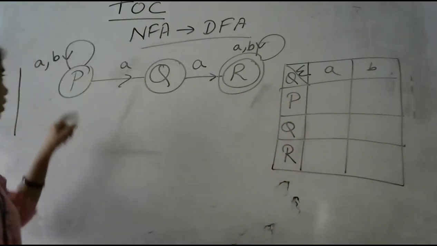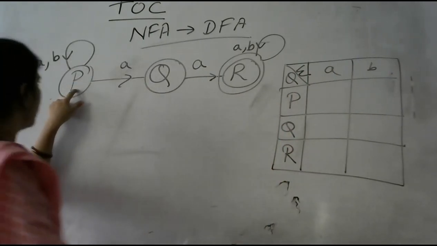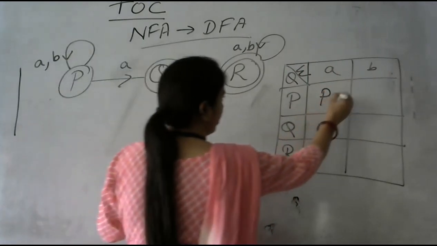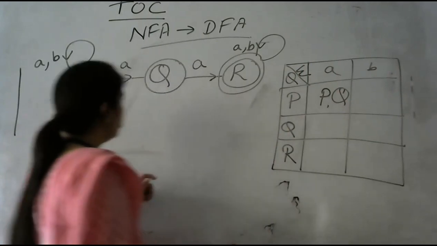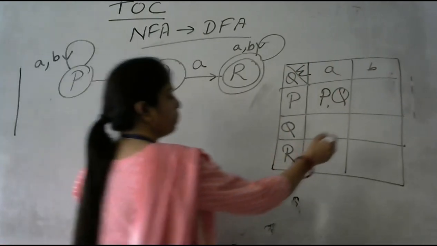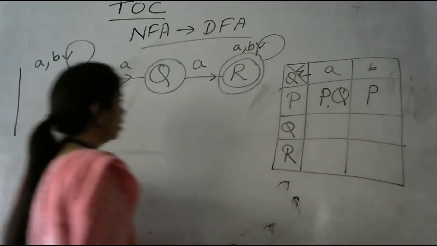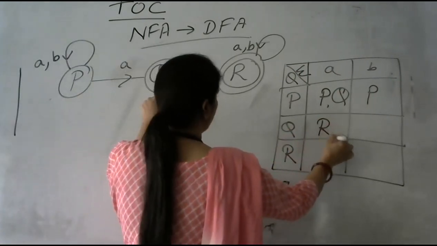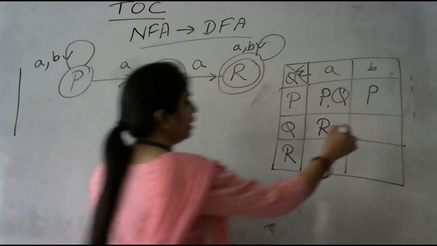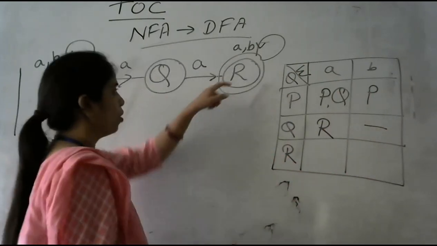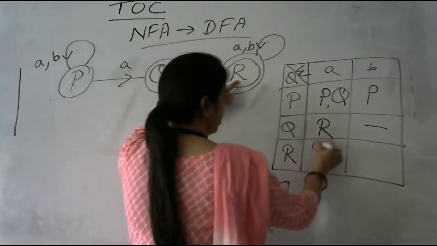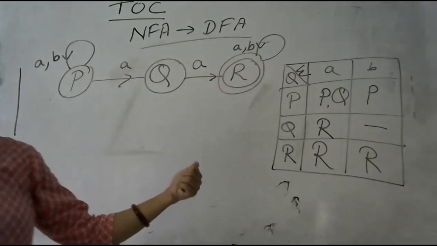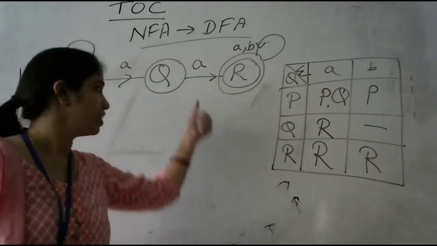Okay. Now, P से A पढ़ के P पे गए, P से A पढ़ के Q पे गए. So it's P comma Q. P से B पढ़ के P पे गए, so it's P. Q से A पढ़ के R पे जा रहे हैं. Q से हम B पढ़ नहीं रहे हैं, this is dash. Now R से A पढ़ के R पे, R से B पढ़ के R पे. Okay, this becomes our transition table of this NFA.